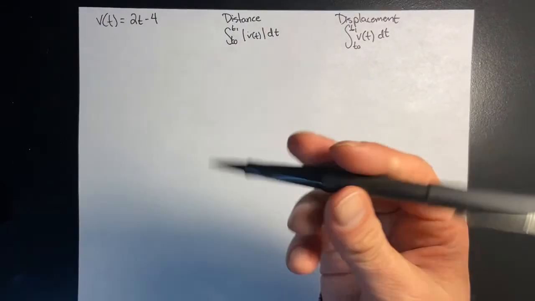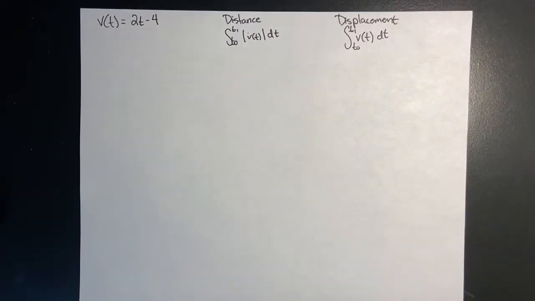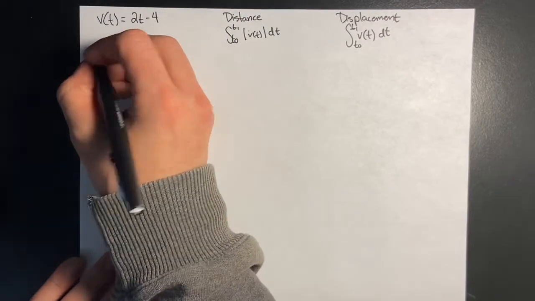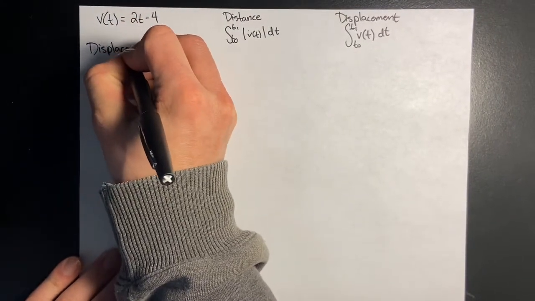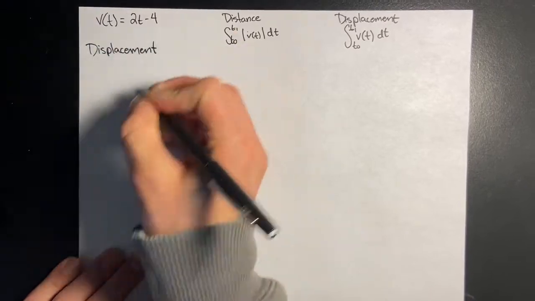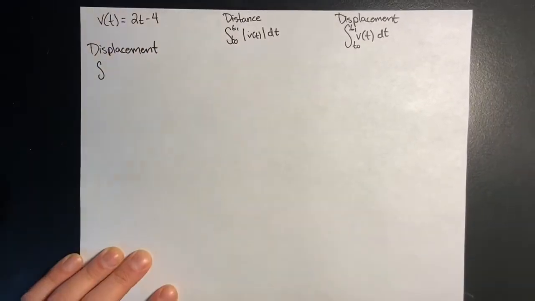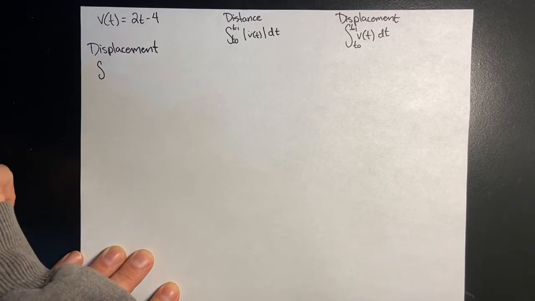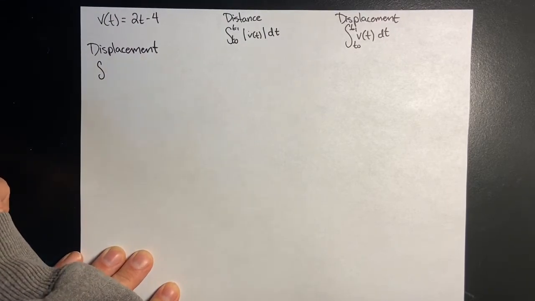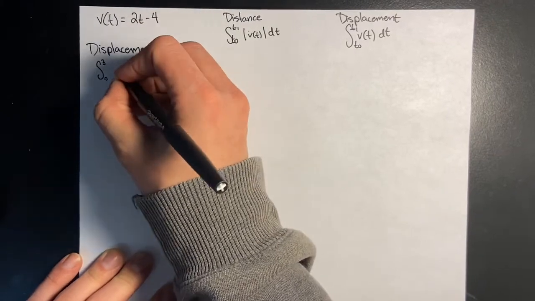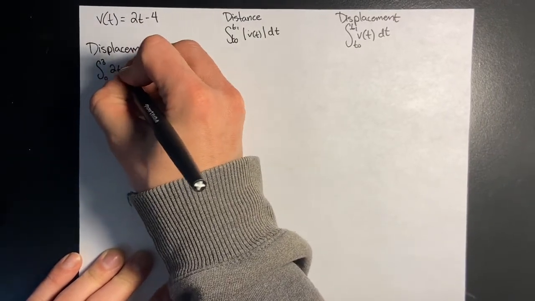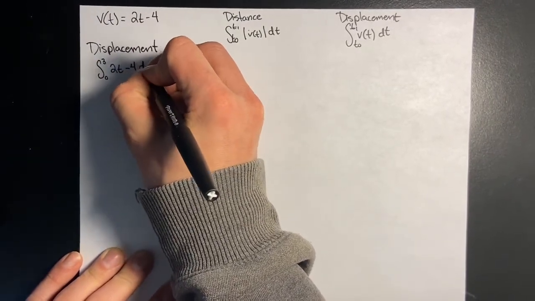So I'm using this smaller pen because my Sharpies are starting to die out and I'm going to need the space. Let's start out with displacement, the easier problem. Displacement. What I do is I take the integral of the velocity function. In this problem, I start at 0 hours and end at 3 hours. So I'm going to take the velocity function, which is 2t minus 4 dt.